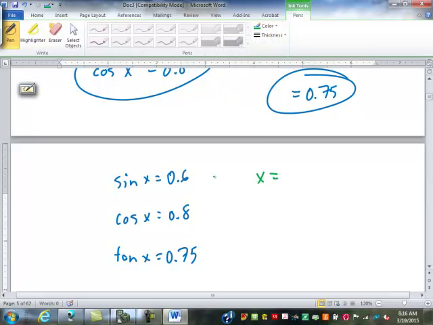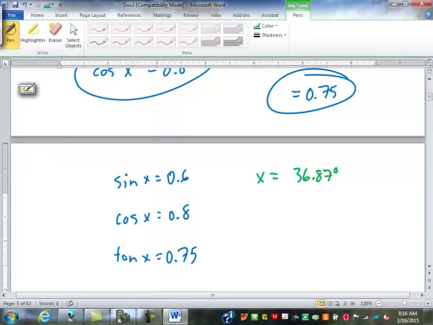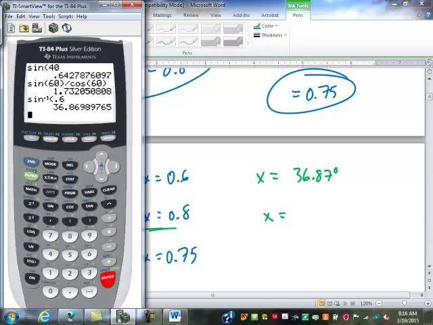Find x. Well, let's use the inverse sine of 0.6 to find x. 36.87 degrees. If I do the inverse cosine, what should I get? Inverse cosine, we're going to use 0.8 there. We better get 36.87 degrees. If I use the inverse tangent of 0.75, I better get, who wants to say it? 36.87 degrees. There you go.